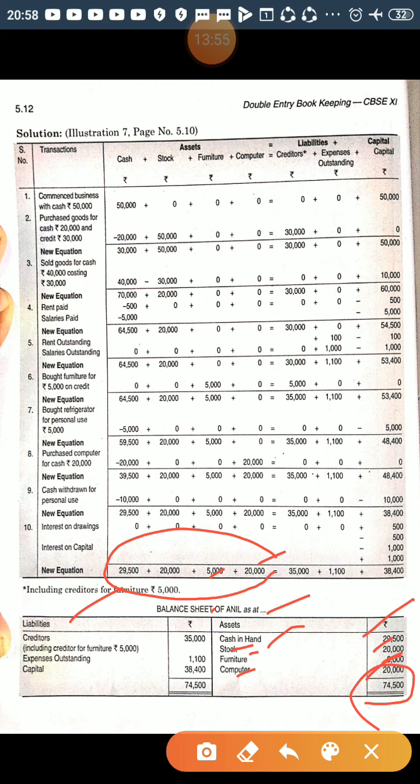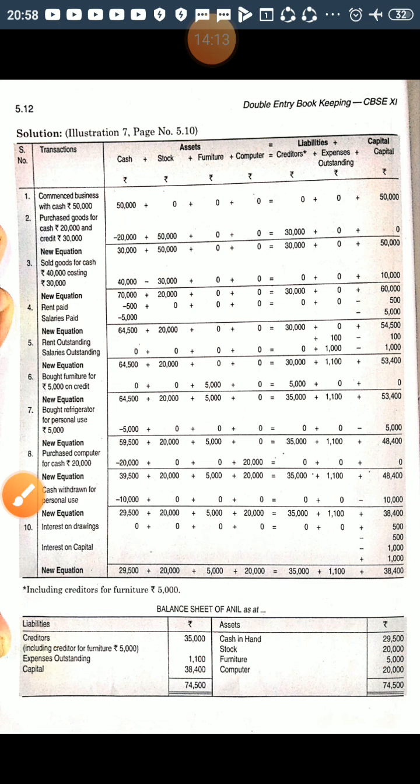Now on the liability side, you will write down the creditors 35,000, outstanding expenses 1100, and capital 38,400. The total is 74,500. So that's all about this question.